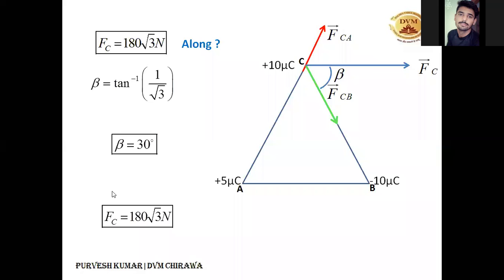We know this. So now we can write that the resultant force is 180 root 3 Newton and it is along 30 degree from FCB. So this angle is 30 degree. I do hope that it is very much clear to you.